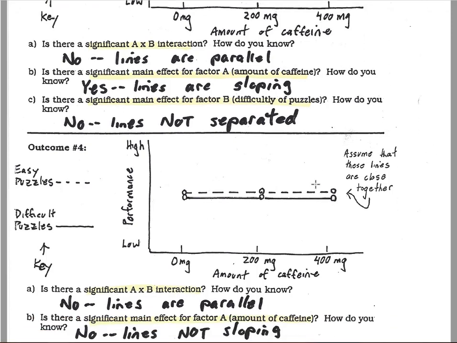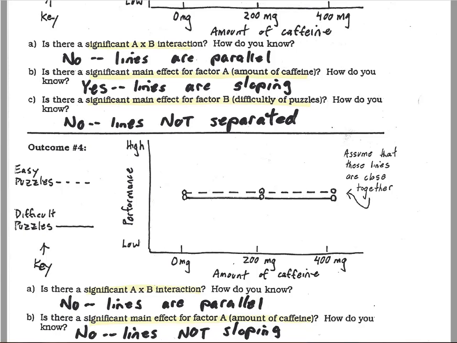Question B, is there a significant main effect for factor A, amount of caffeine? No, the lines are not sloping. 0 milligrams of caffeine did like this. 200 milligram group didn't do any better. 400 milligram group did not do any better. I got no main effect for amount of caffeine.